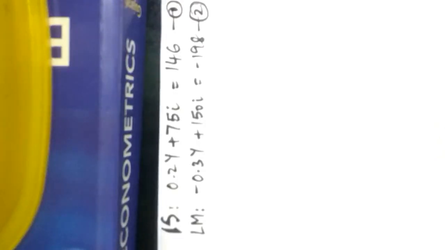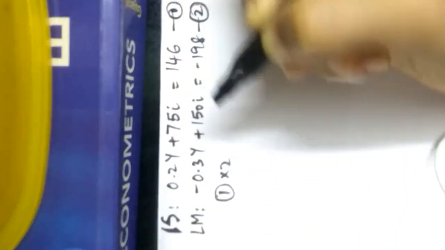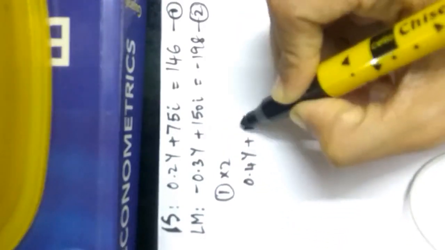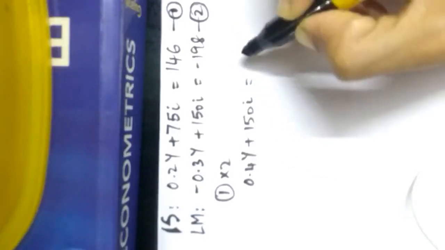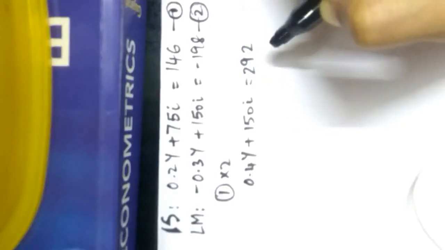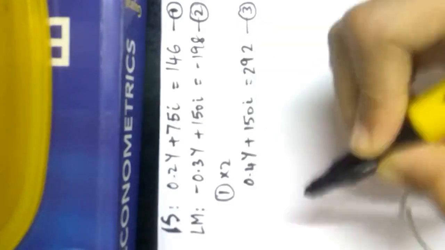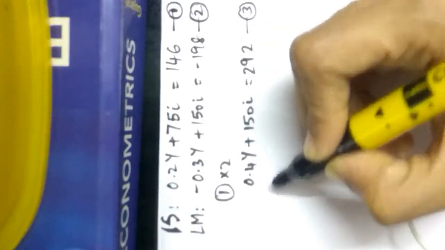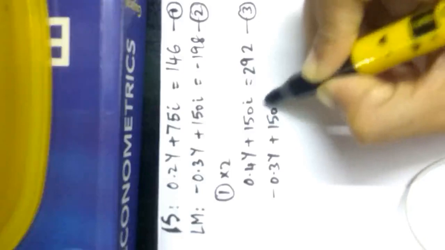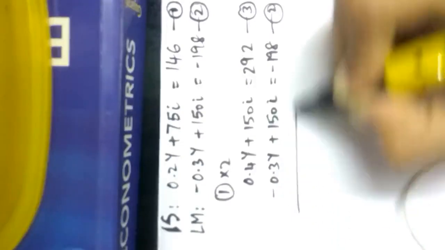I'm going to try elimination, and in order to do that, I'm going to multiply equation 1 by 2. So I will get 0.4Y plus 150i is equal to 292, and I'm going to name this equation 3. Equation 2, I'm going to write as it is: minus 0.3Y plus 150i is equal to minus 198. This is my equation 2.